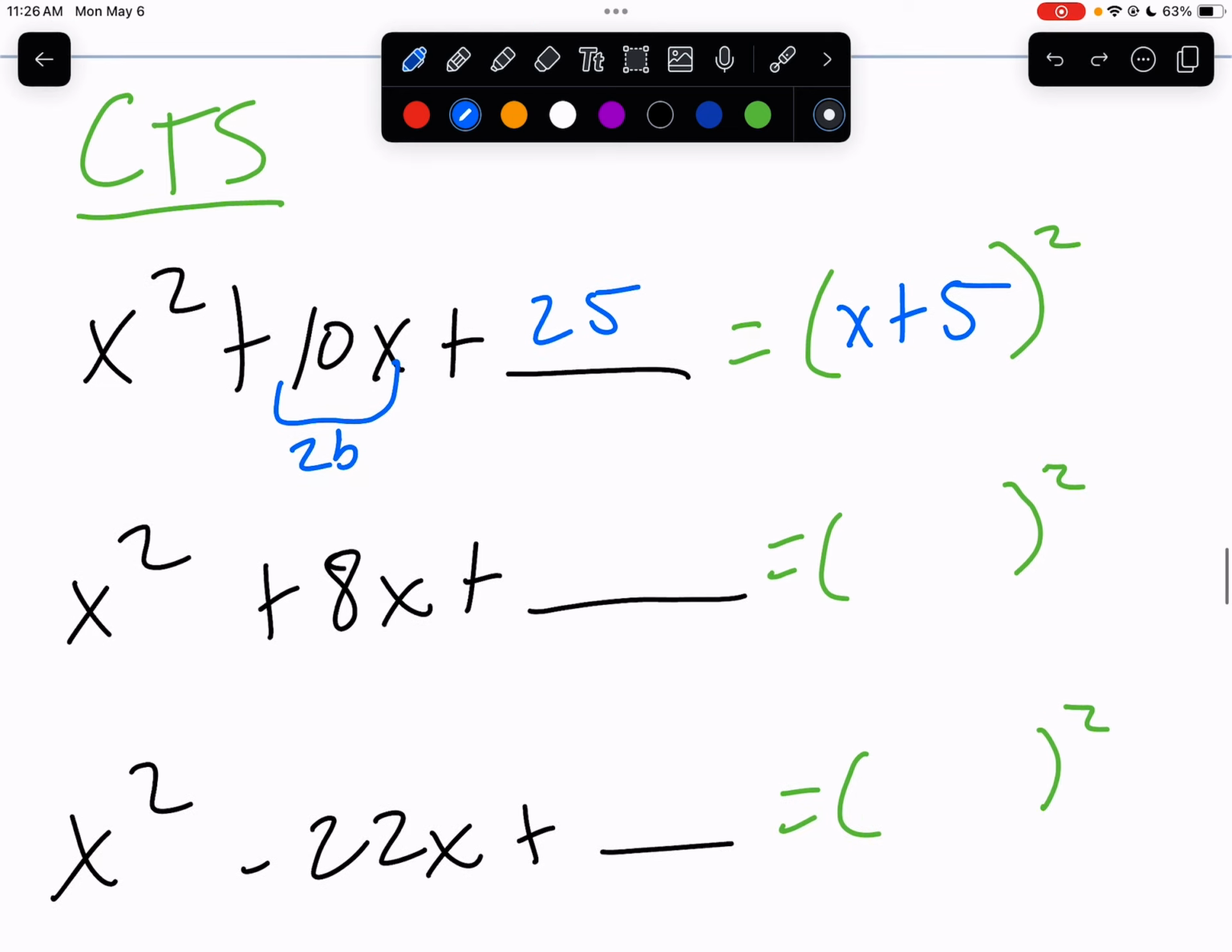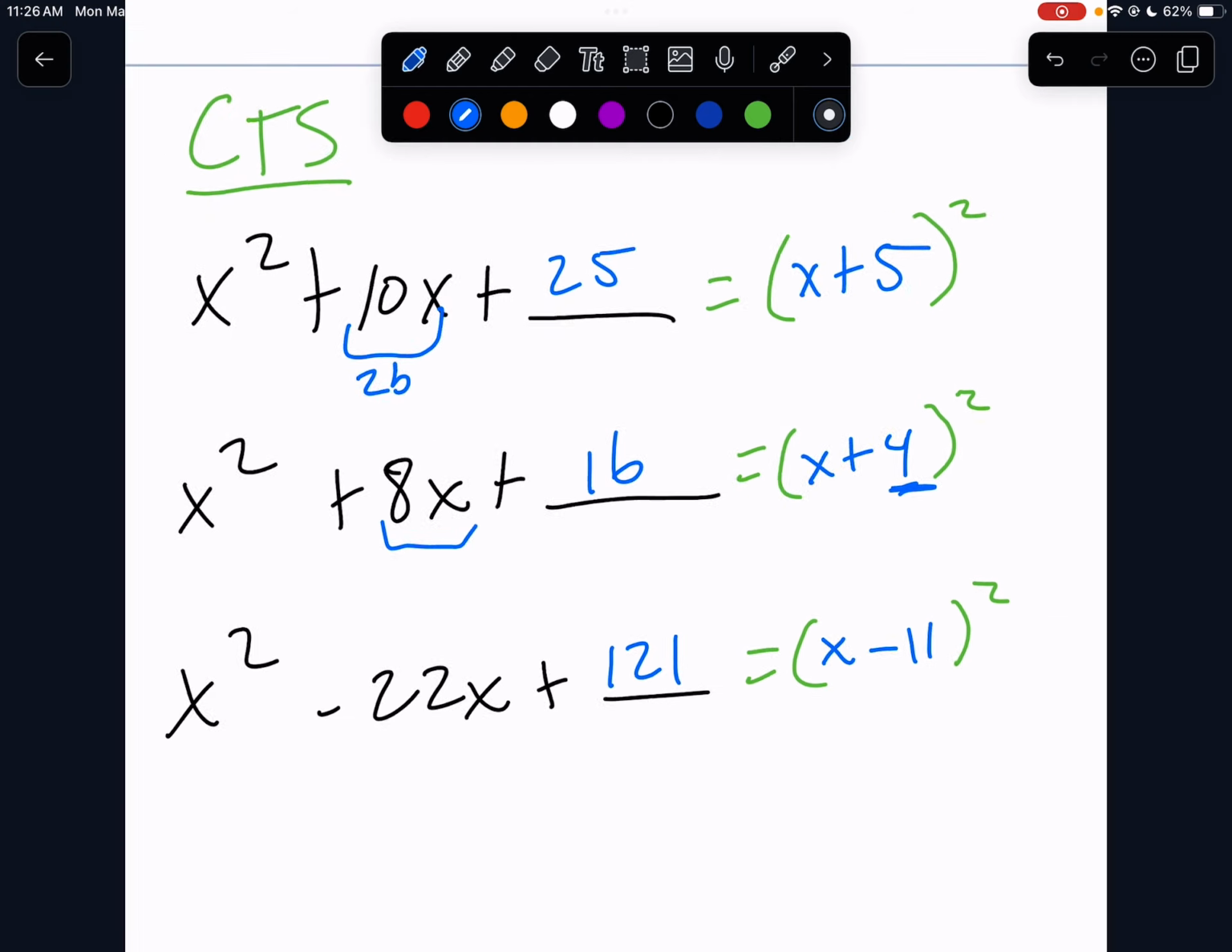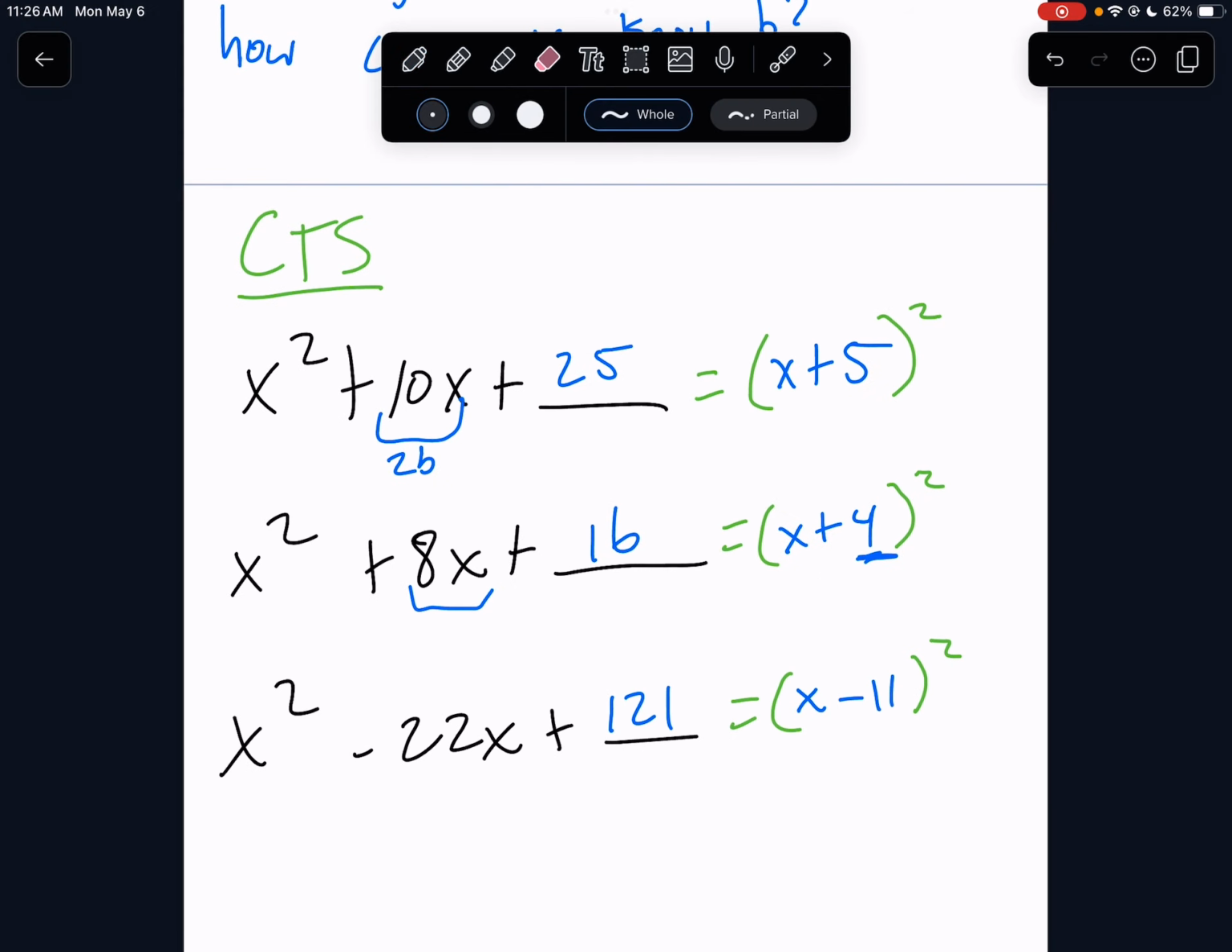How about x squared plus 8x? What does it have to come from? Again, this is 2b, so 1b would have to be the number 4. Well, that means last times last is going to be plus 16. How about down here, minus 22? What would be 1b? Be minus 11. Well, negative 11 squared is going to be plus 121. Those are the numbers that complete the square for this problem. So let's take a hard look here.